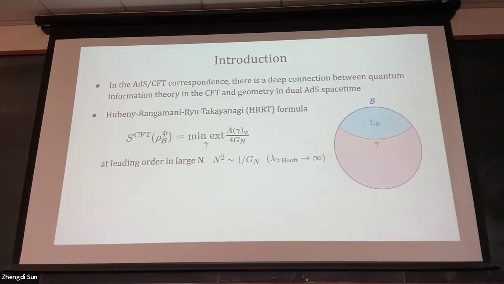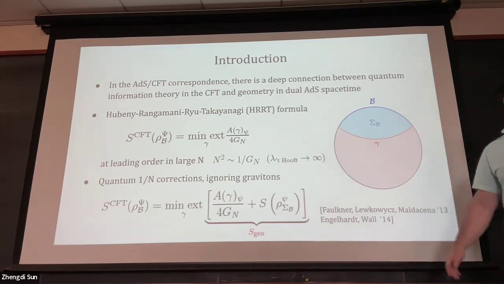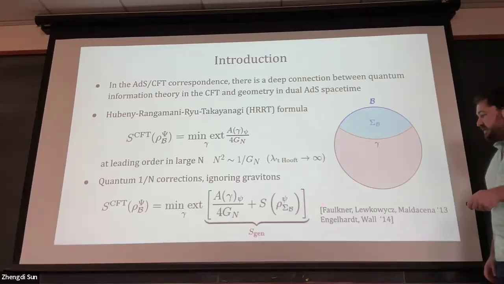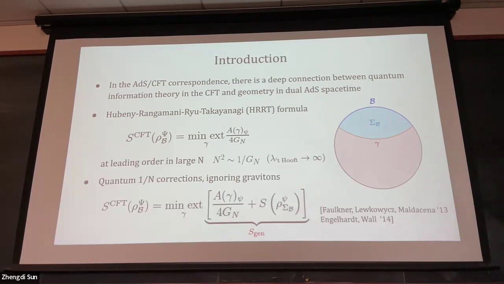Okay, good. And then there were quantum corrections to this formula that were developed by these authors. And they said that if you want to do perturbation theory in 1 over N to find quantum corrections, then what you should do is instead find the minimal extremal generalized entropy. So this is now the area plus the bulk entanglement entropy for a field living in this region, which they call a homology surface, which is the region bounded by the boundary subregion B and this codimension 2 surface gamma in the bulk. So now you're supposed to extremize this generalized entropy, and this is supposed to hold order by order in 1 over N.